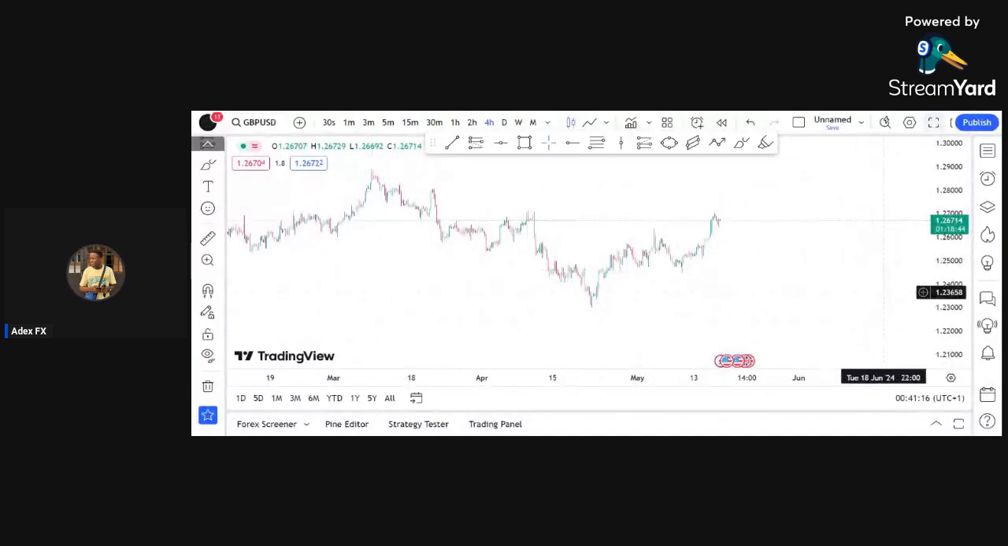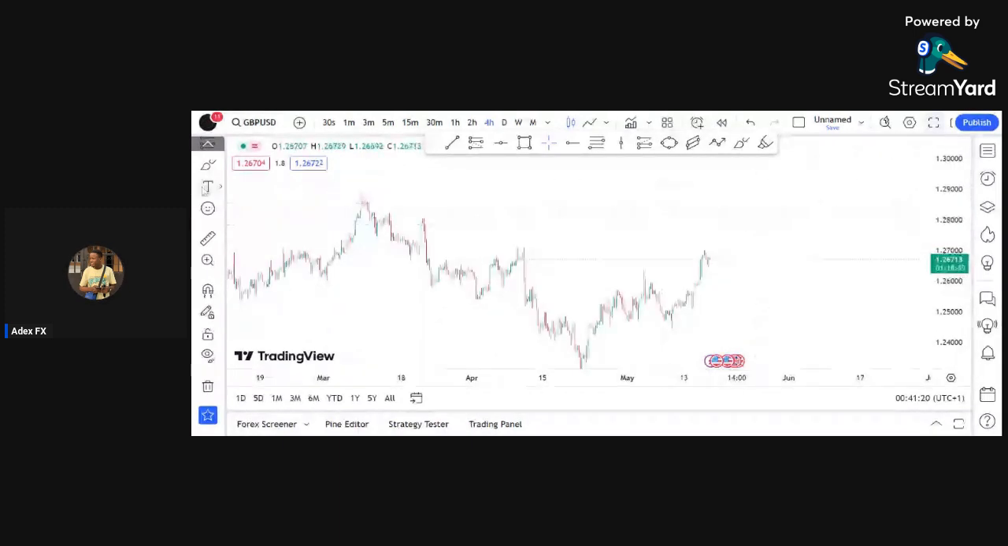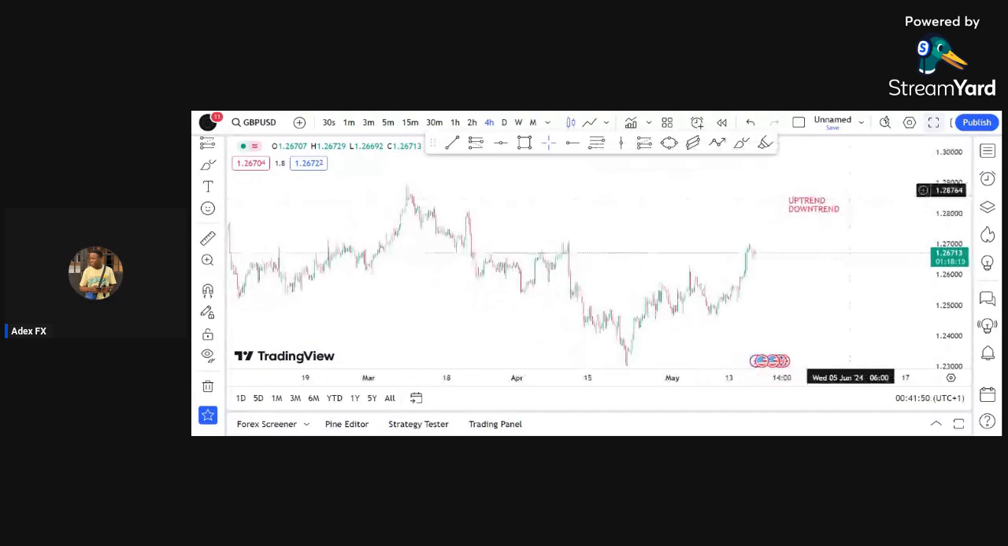Trend lines can be in two forms: the uptrend and the downtrend. Let me type that out: the uptrend and the downtrend. So it can be in two forms: the uptrend and the downtrend.